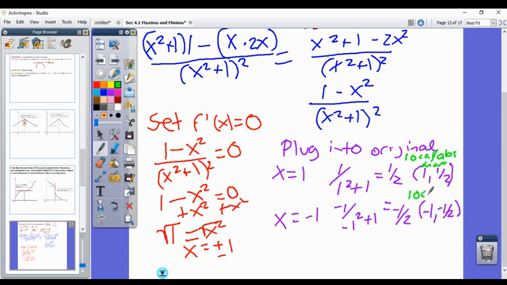And the second point here is a local and absolute min. Okay, so let's do a few more examples.